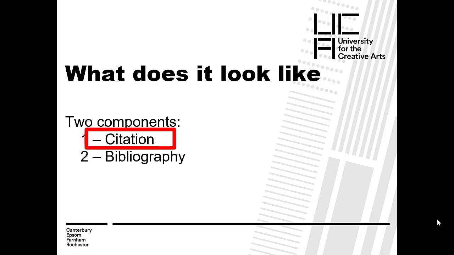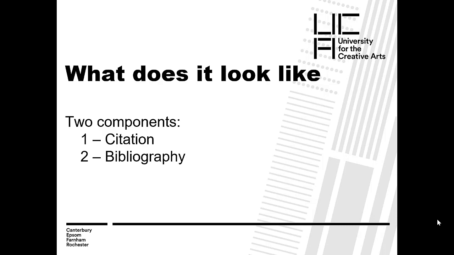So there are two components, citations, and these are used in the body of your writing to show when you have referred to someone else's writing, work, or ideas. They usually consist of the author's surname, year of publication, and page number, where applicable, and are contained within brackets. Each of your citations should link to a corresponding entry in your bibliography.